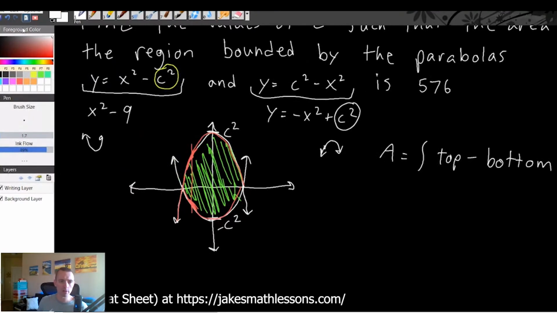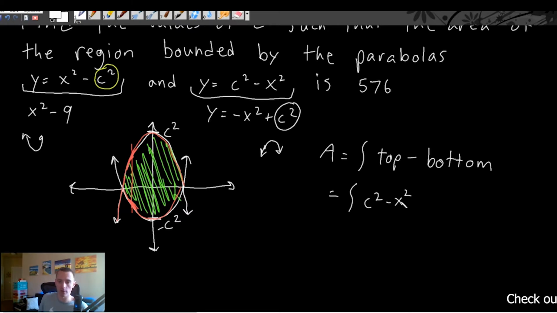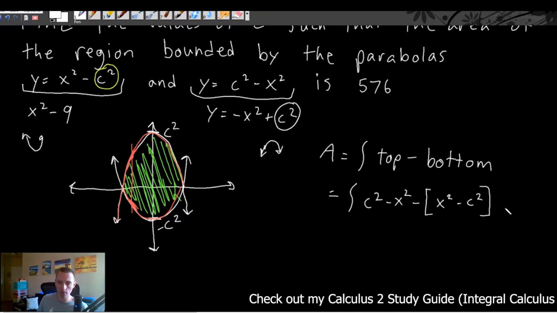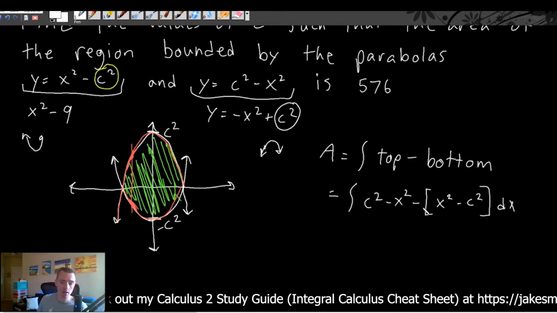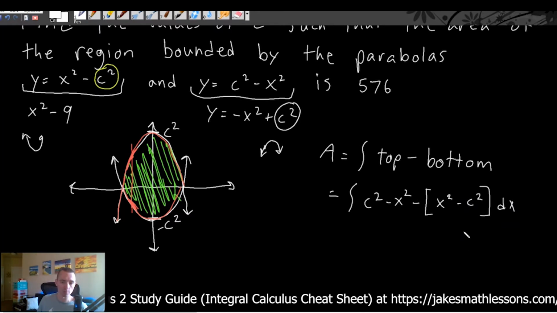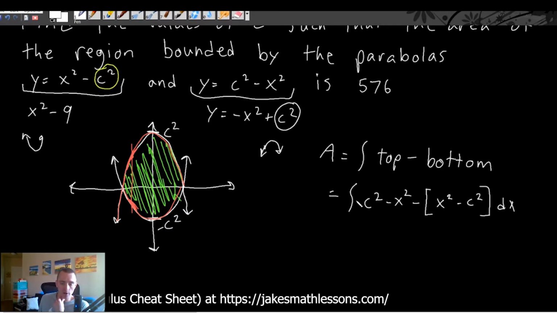So if we are going to find the area between these two curves, it's just going to be this top function, which is c squared minus x squared, minus this bottom function, which is x squared minus c squared. So minus, make sure you put this all in parentheses, minus (x squared minus c squared). It is very important that this bottom function is in parentheses here, because if it is not, this negative sign is not going to properly distribute, and you're going to get the wrong number. The other piece that we need to figure out now is the bounds of our integral.